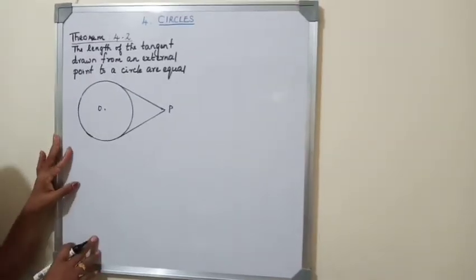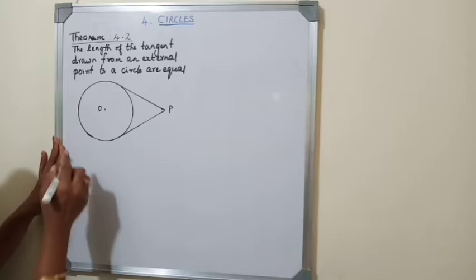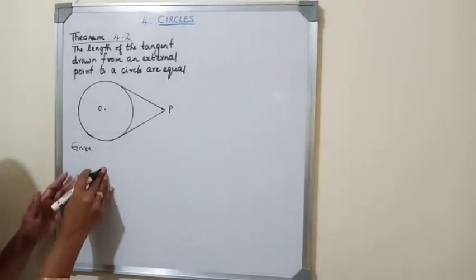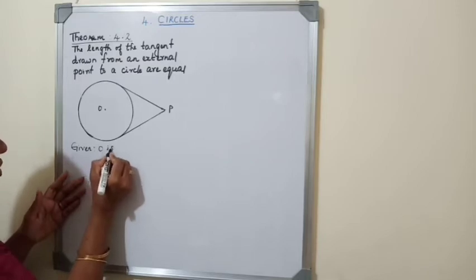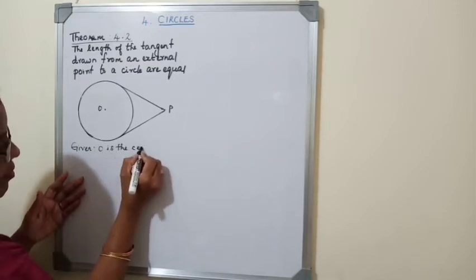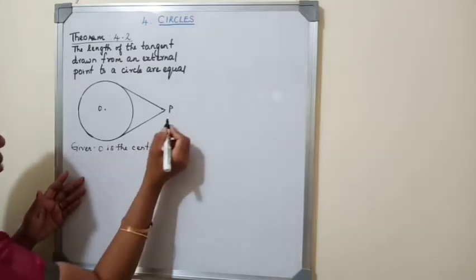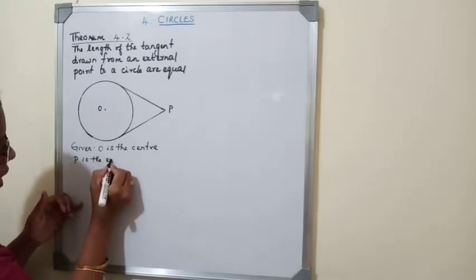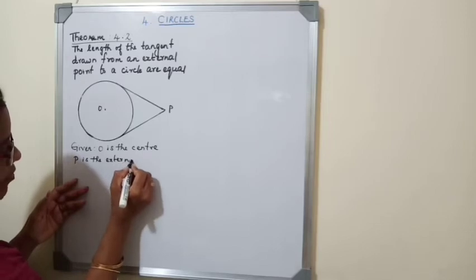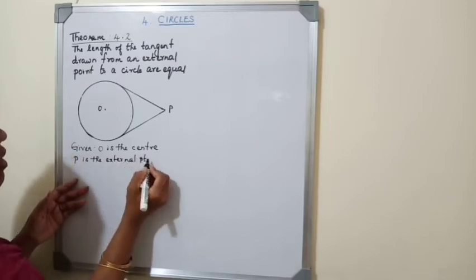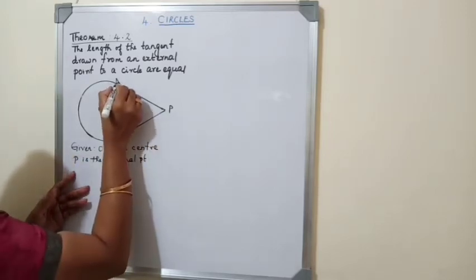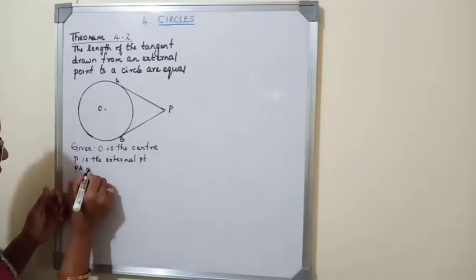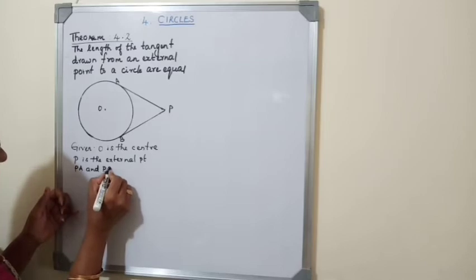So here, what is the data or given? Given that O is the center of the circle, P is the external point, and PA and PB are the tangents.